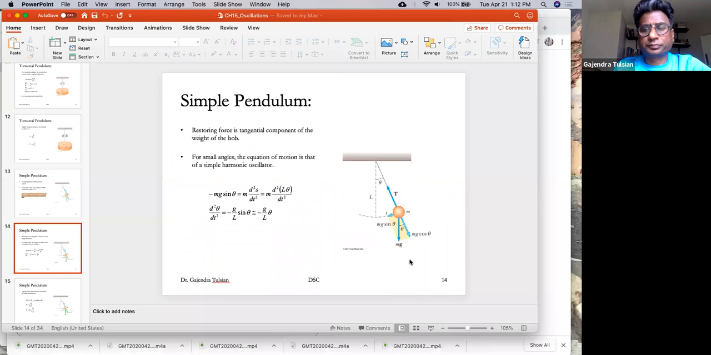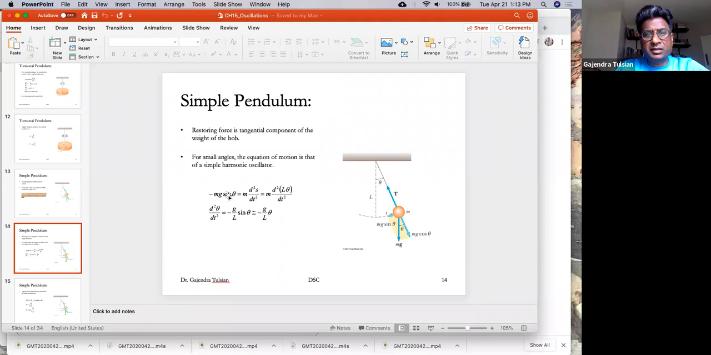A simple pendulum is a heavy mass hung by a light string. That's the definition of a simple pendulum: a heavy, small mass hung by a string whose mass can be neglected. The two forces acting on this object are gravity and the tension in the string. The gravitational force, the weight of the object, can be broken up into two components: one bringing it back to its equilibrium position, and one balancing the tension.